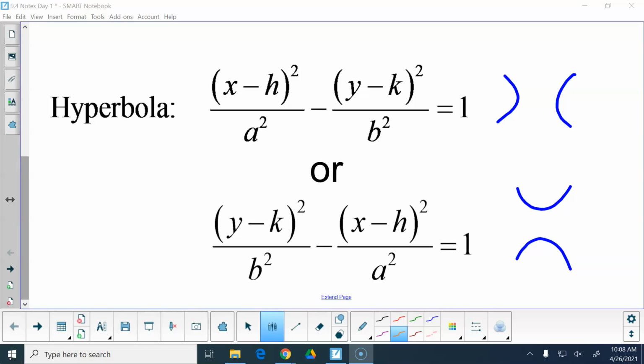Just like with ellipses, hyperbolas are always equal to 1. Different from an ellipse, A can equal B in a hyperbola. So it's similar to an ellipse in terms of the equation being equal to 1. It differs from an ellipse because A can equal B, which means A squared can equal B squared.